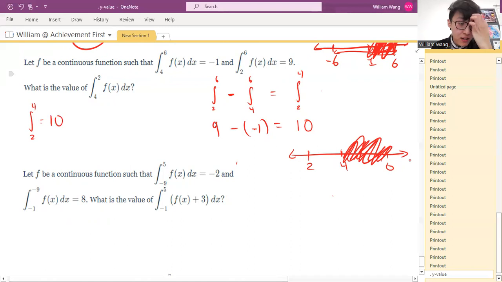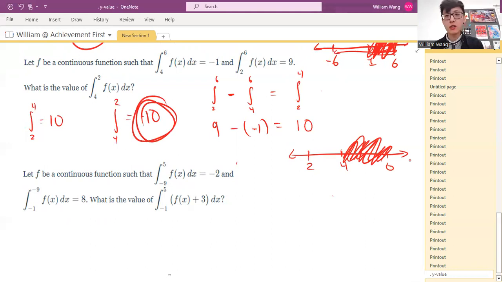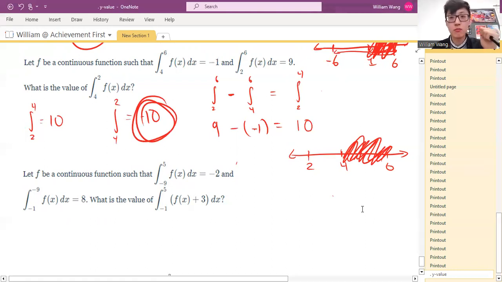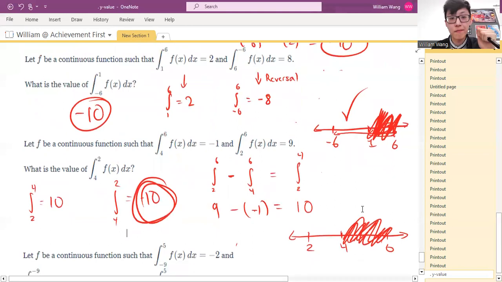However, that's not my final answer yet because note, they asked me for my integral from 4 to 2. They flipped them. Right? So I just have to flip my answer from positive to negative. So my integral from 4 to 2 is not positive 10, it's negative 10. So again, my answer happens to be negative 10, and that's basically just random chance, but negative 10.